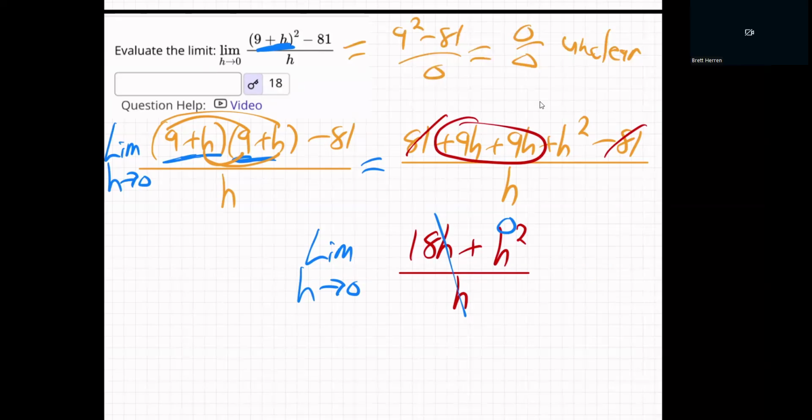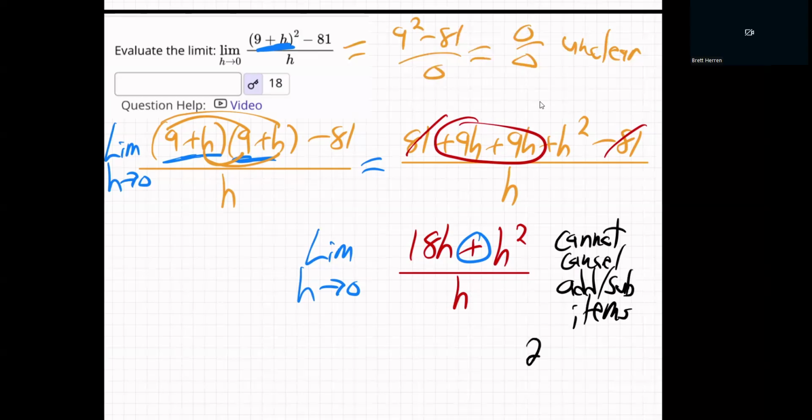Instead, even though, yes, it does get to the right answer, you cannot cancel those h's. You cannot cancel things that are added and subtracted. Let me write that note. Really important in calculus that you get that clear. You cannot cancel added, subtracted items. Why not?